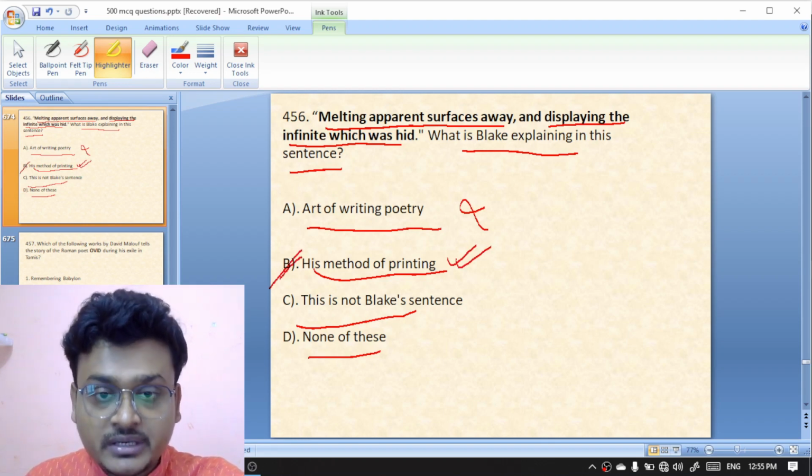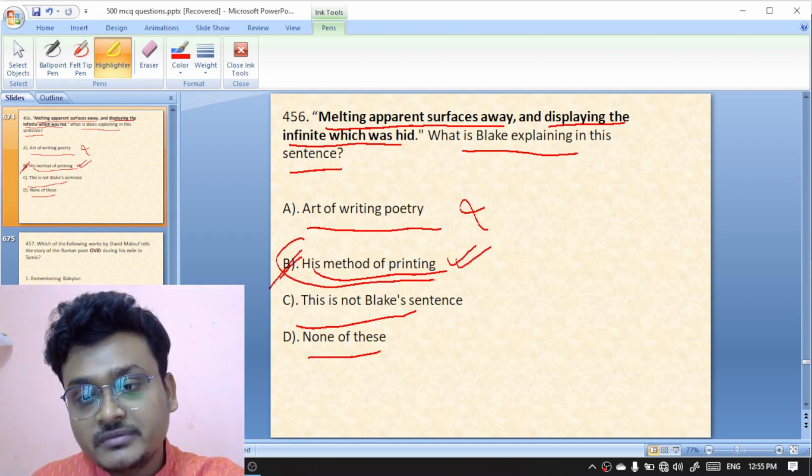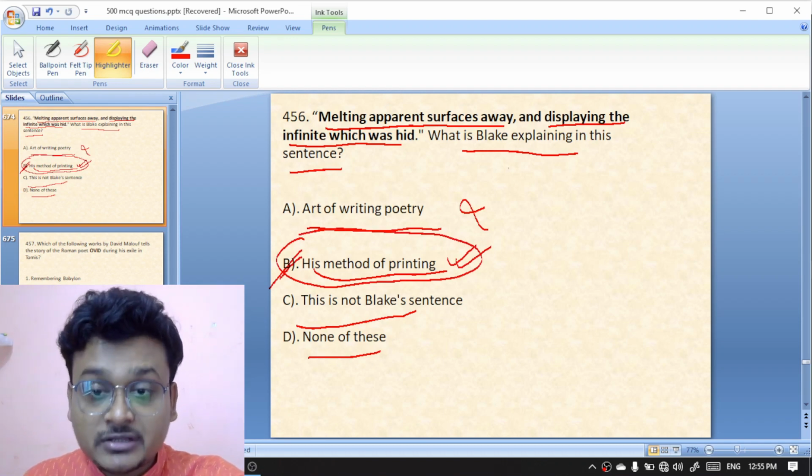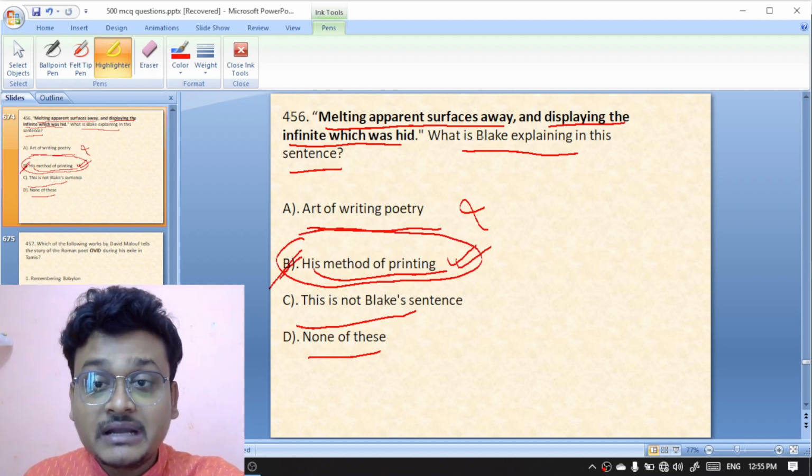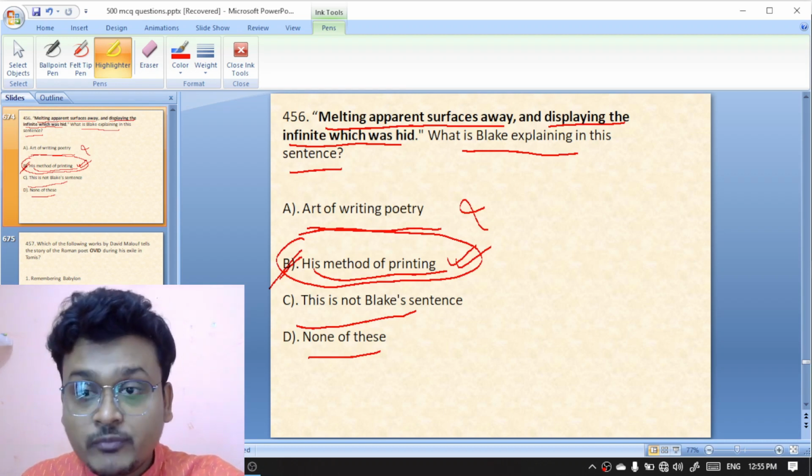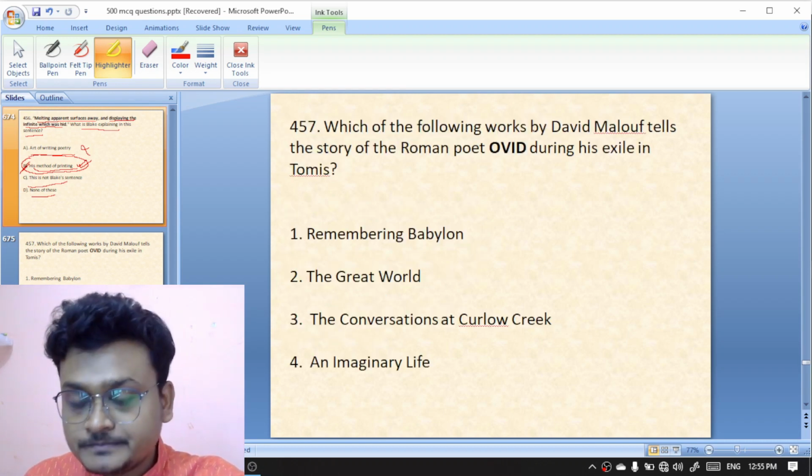He has illustrated many poems also, that is, the works of many authors. And his method of printing is mentioned here, that he is melting apparent surfaces away and displaying the infinite which was hid. The visionary poet, that is Blake.